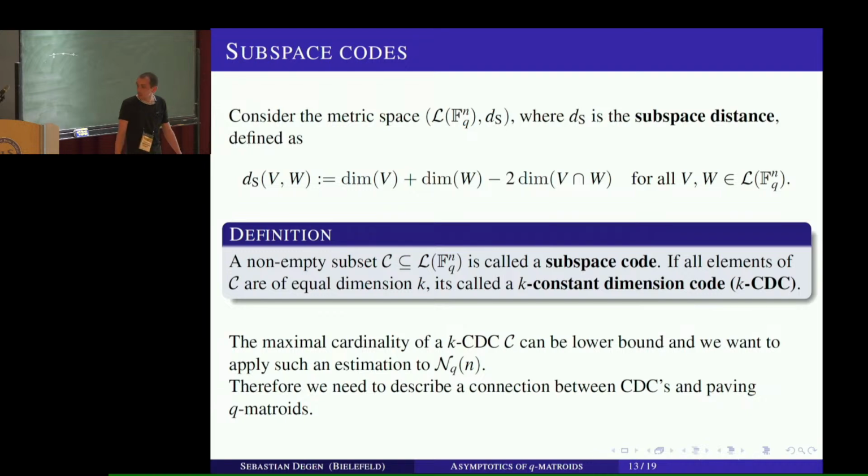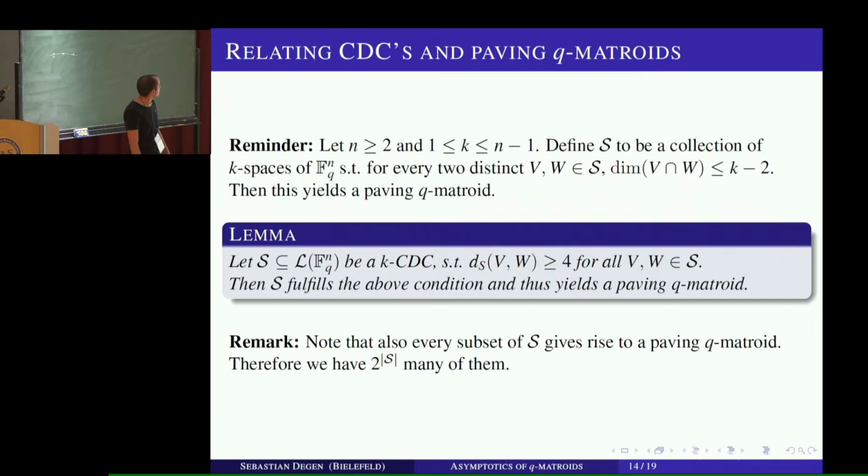So what does this connection look like? It relies on the theorem I showed you before on how to construct paving q-matroids, due to Lösen and Jany. Let me recall the main point. The main point was a collection S of k-spaces in F_q^n such that for every two distinct ones, the intersection dimension is smaller or equal to k minus 2. And this yields us a paving q-matroid.